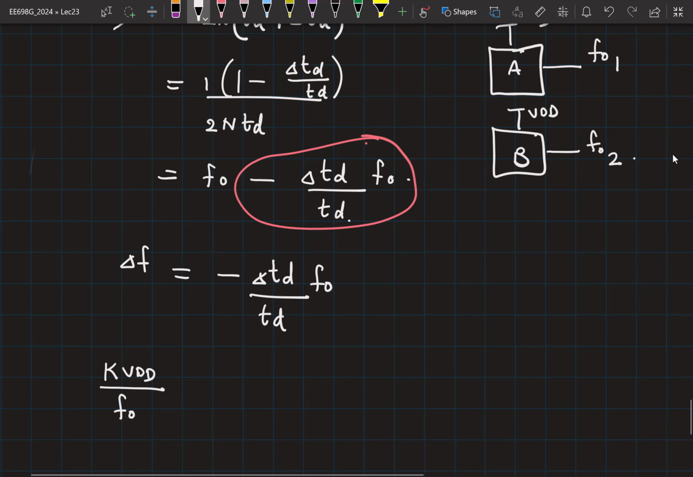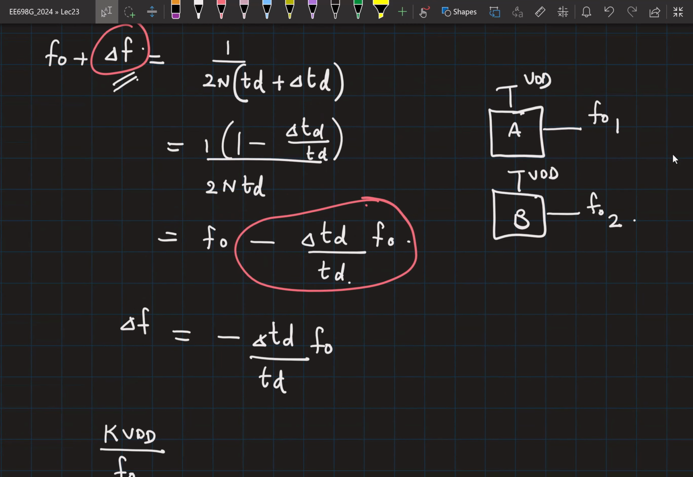KVDD will increase with frequency. Yes, increase as in the magnitude is going to increase with frequency. That's what I told you.